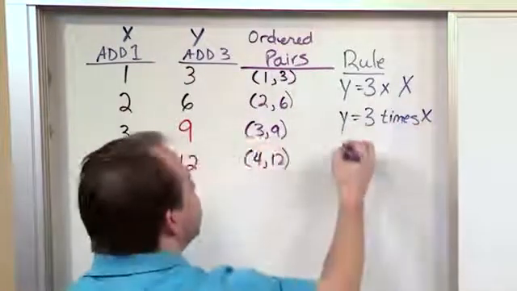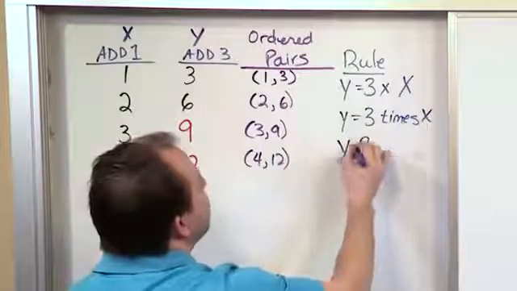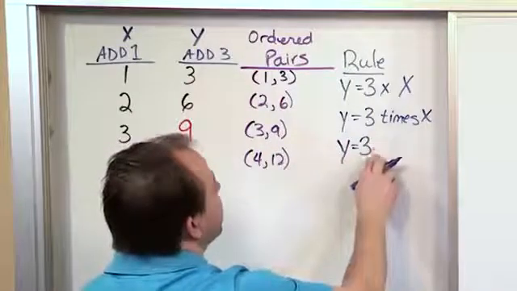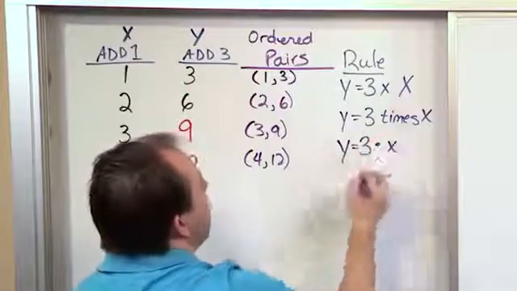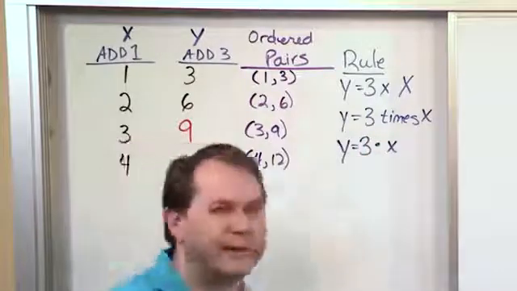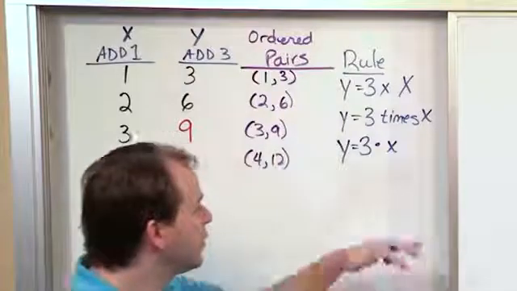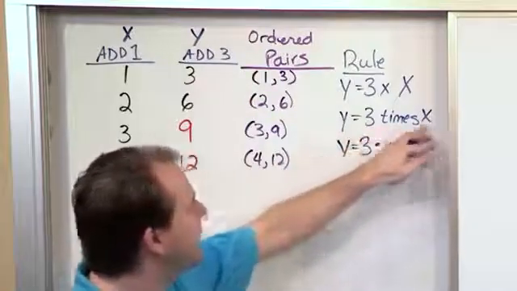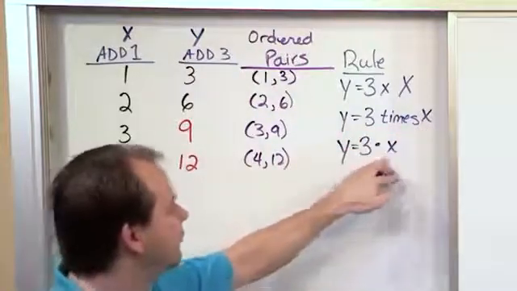So when you start doing this kind of thing in math, the way you really write it is 3, instead of putting an x for multiplication, we put a dot, 3 times x. The dot also means multiplication. So if you want to write it in terms of words, you would say 3 times x, and here you would say 3 dot x, which also means 3 times x.